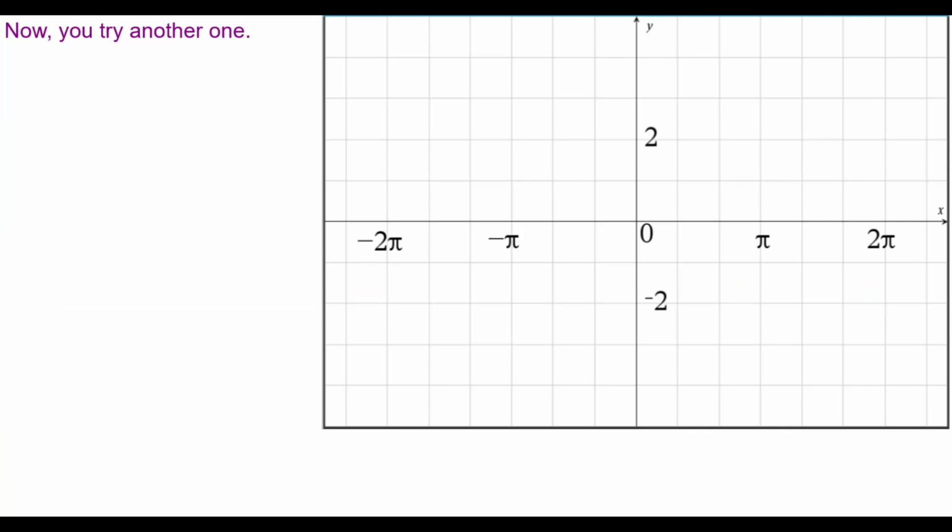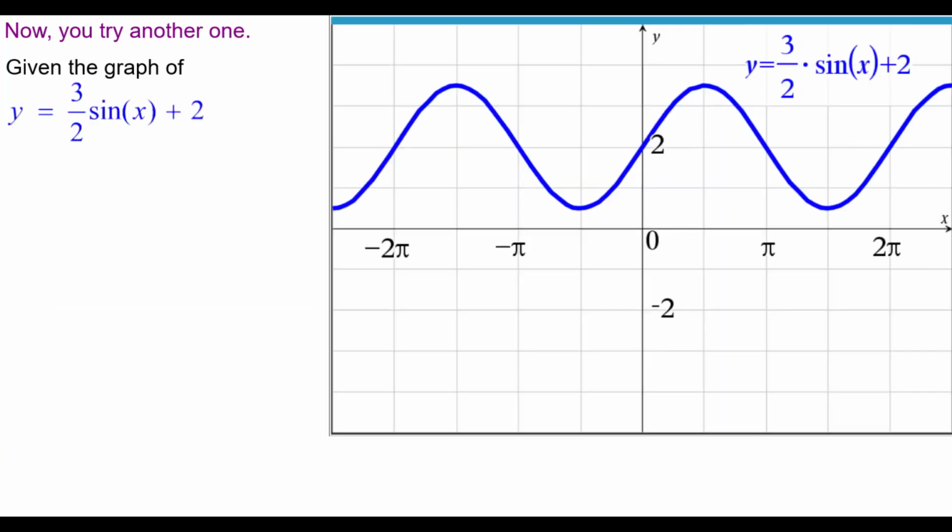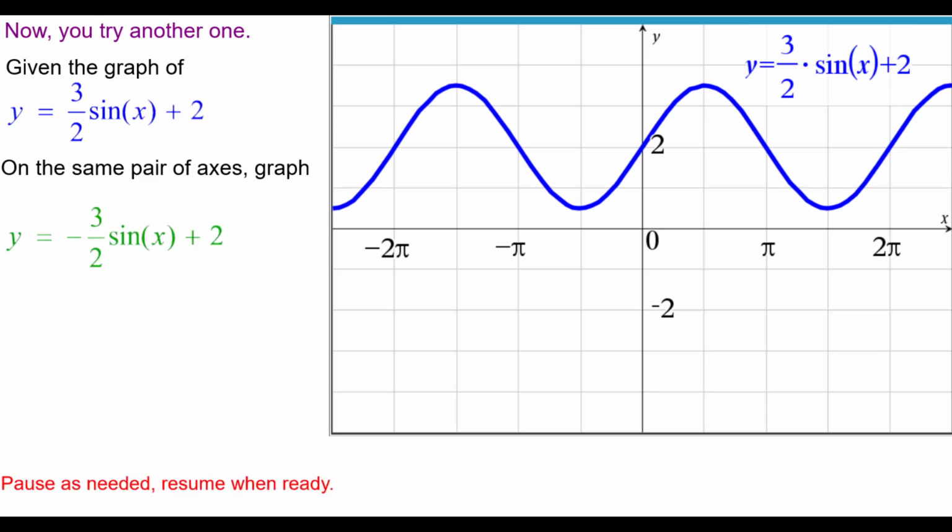Now we'd like you to try another one. Given the graph of y equals 3/2 times the sine of x plus 2, on the same pair of axes, graph y equals -3/2 times the sine of x plus 2. Pause as needed.